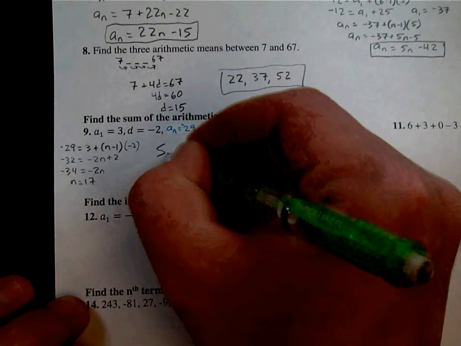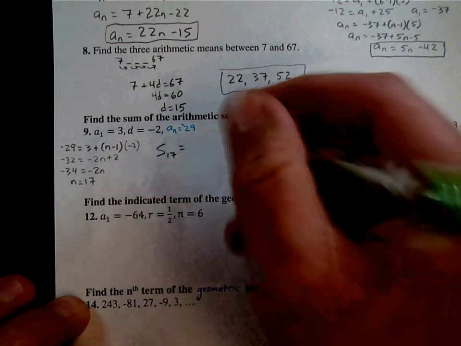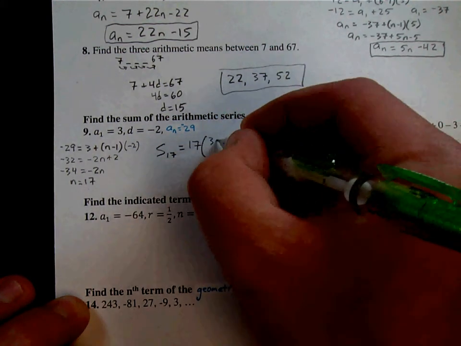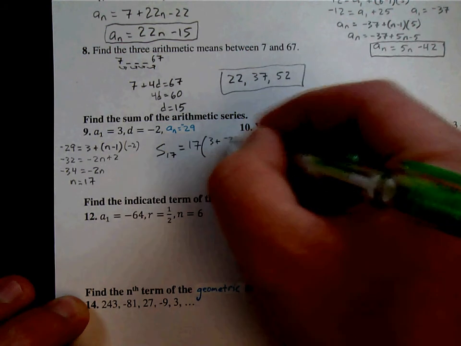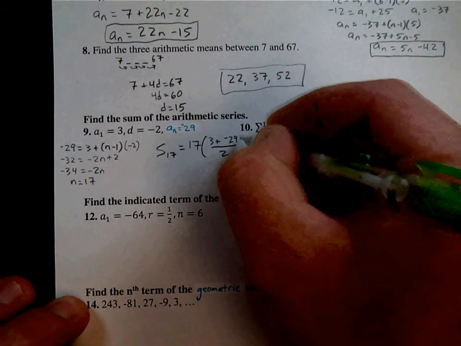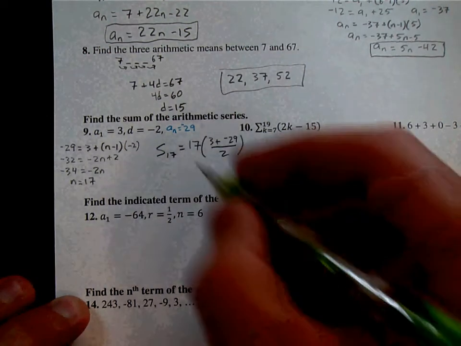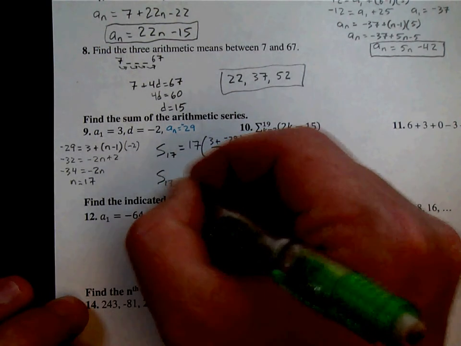So the sum of these 17 terms is equal to 17 times the average of the first and the last. 3 plus negative 29 divided by 2. 3 and negative 29 add to negative 26, half of that is negative 13, so I have 17 times negative 13, negative 221.